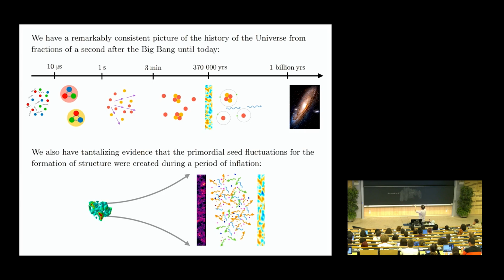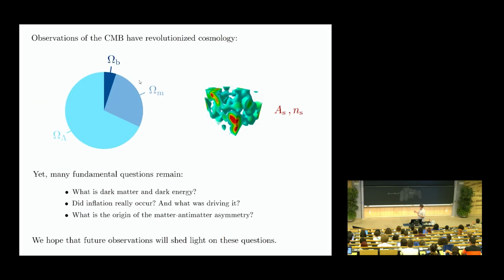We also, I think, have tantalizing evidence for something that happened much, much earlier. There's a rapid expansion that we call inflation, but we don't have proof, I would say, that this happened. And of course, maybe if we were to see these B modes, we would get proof of that early period. It's also important to emphasize that observations of the CMB in particular, I think, have really revolutionized cosmology.